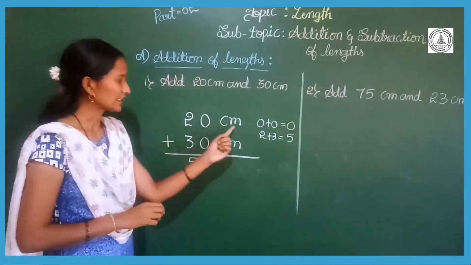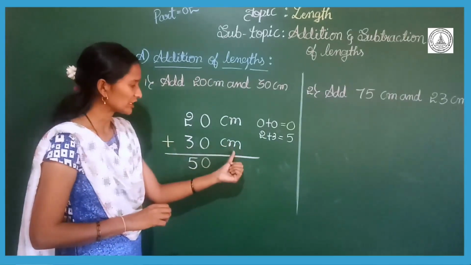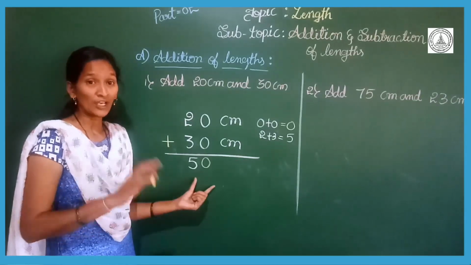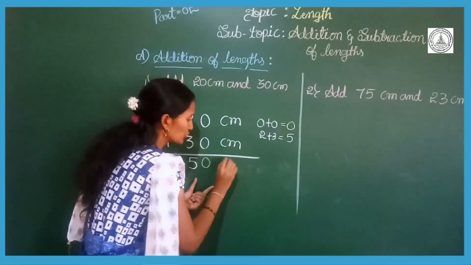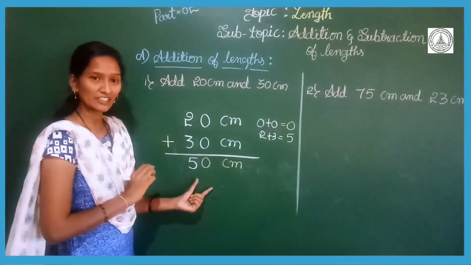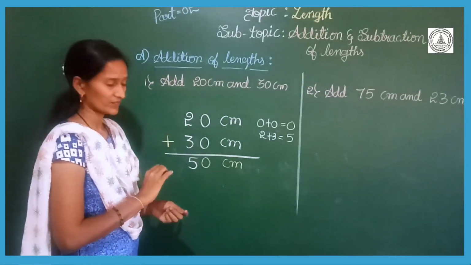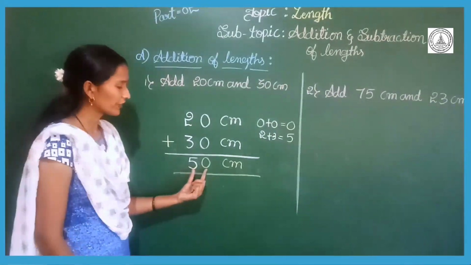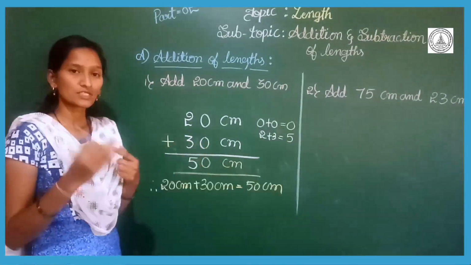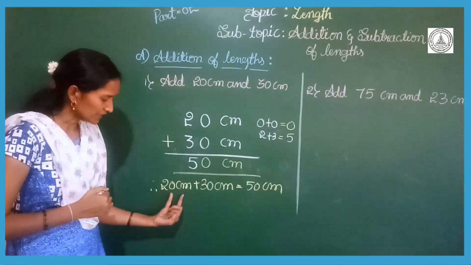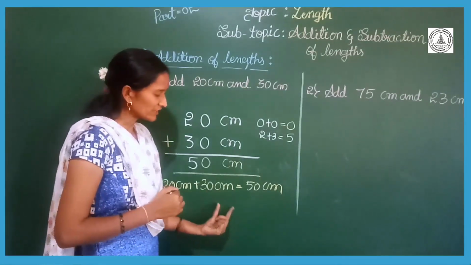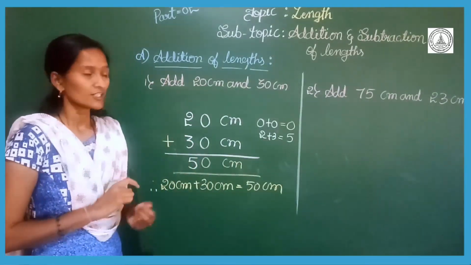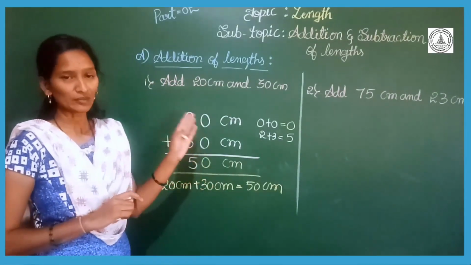So 20 centimeter plus 30 centimeter is equals to 50. Is this correct? No. After 50 you should write centimeter here. Now it is correct. Right? So students, what is our sum? Here 50 centimeter is our sum. See here, 20 centimeter plus 30 centimeter is equals to 50 centimeter. Like that you have to solve the given problems.